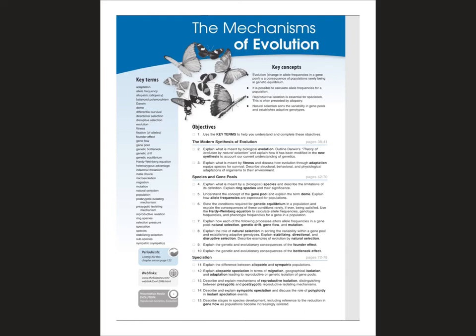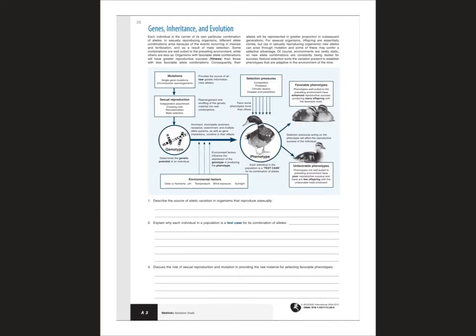So here you have this idea of mutations. It provides the source of new genetic information. We've discussed this. We've even looked at the different types of mutations that exist. You can change chromosomal arrangements. You can even change chromosomes over time. These things all change the genetic makeup.